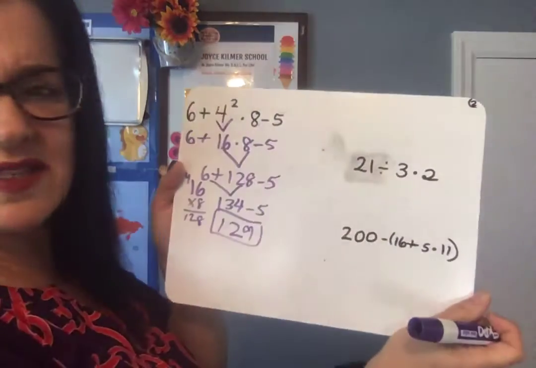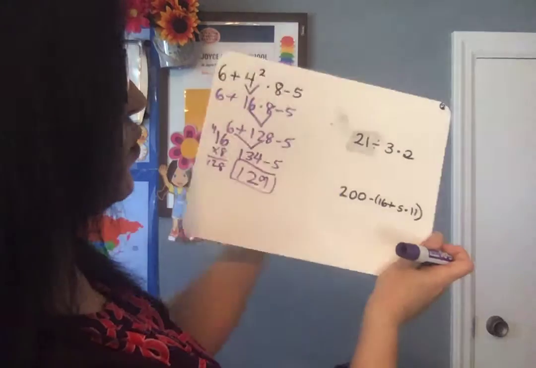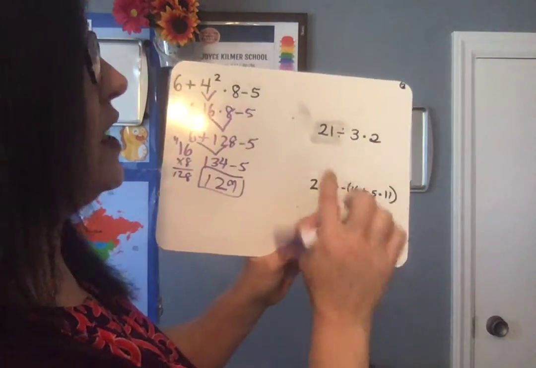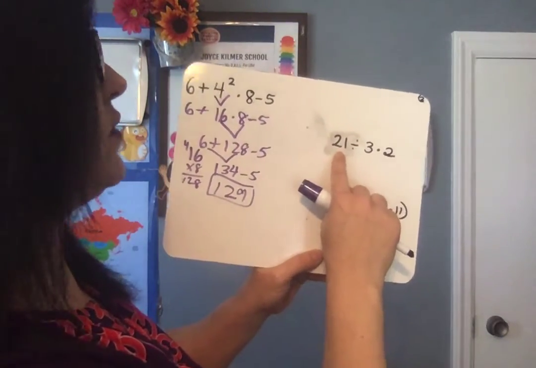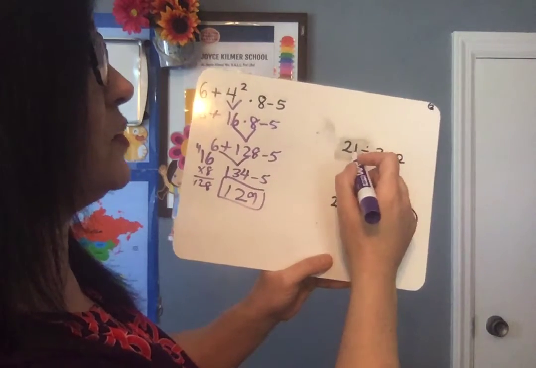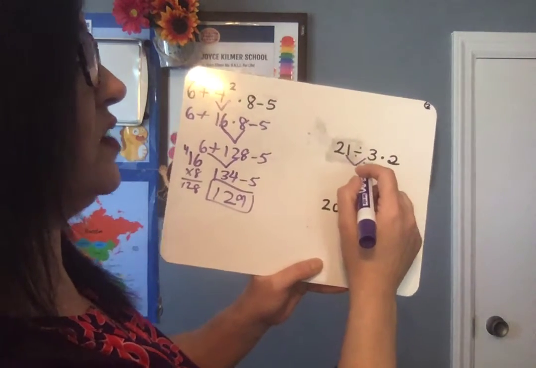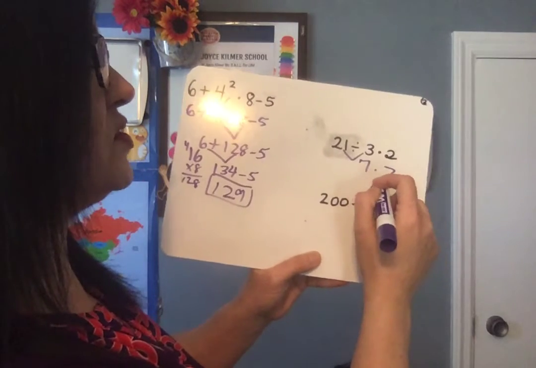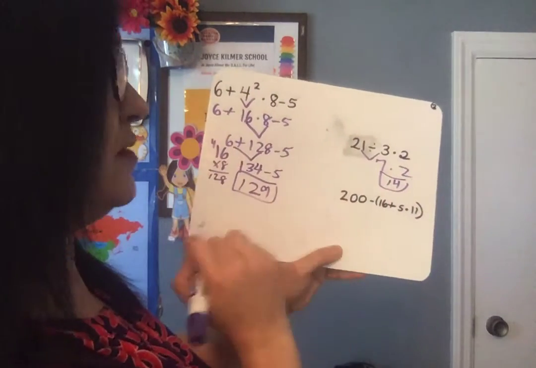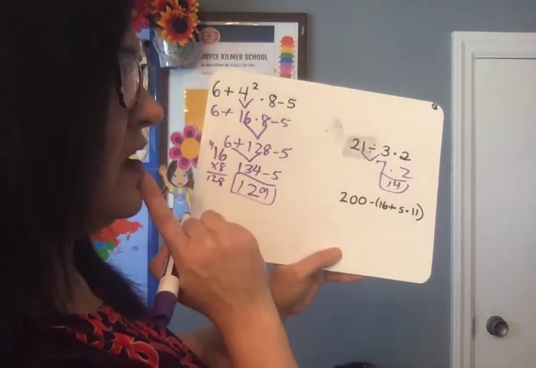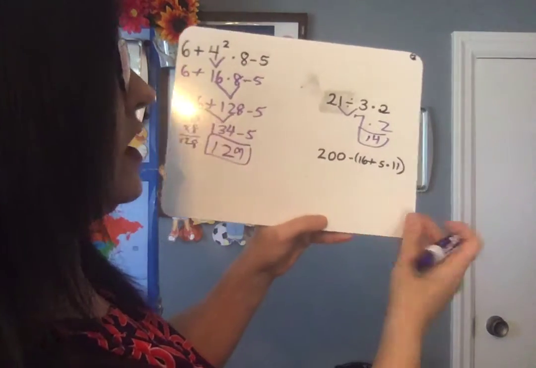Now, which one of these expressions will be equivalent to 129? Let's figure it out. Here, we don't have parentheses, no exponents. We have division first, so 21 divided by 3 is 7. 7 times 2 is 14. That doesn't match 129. Let me try and solve this one.